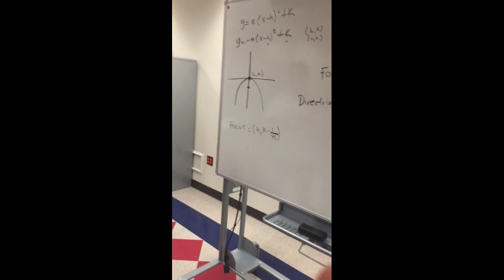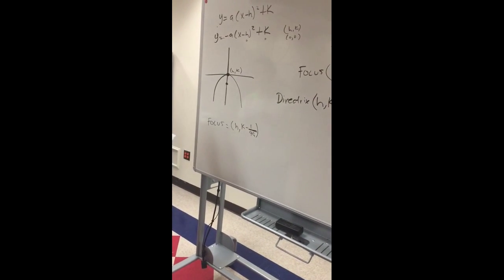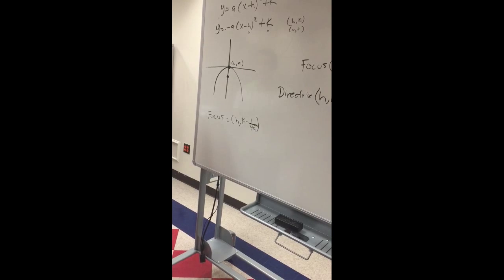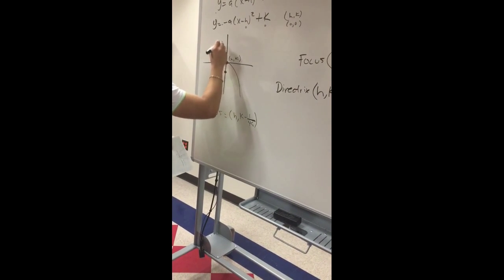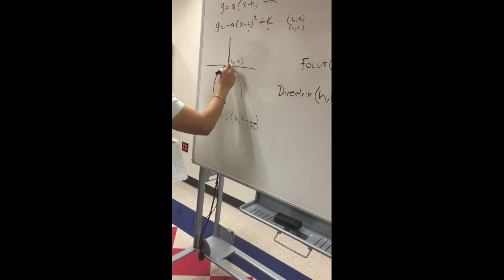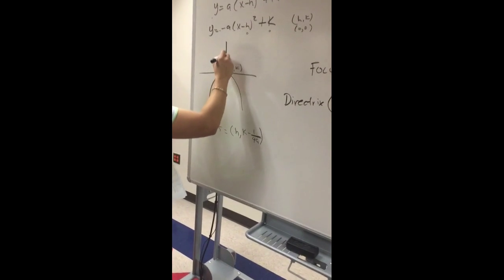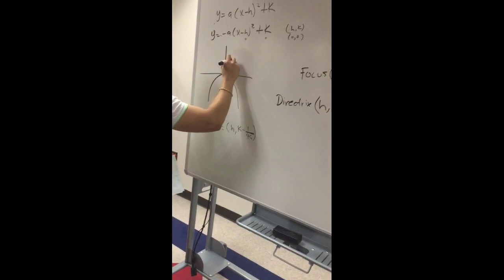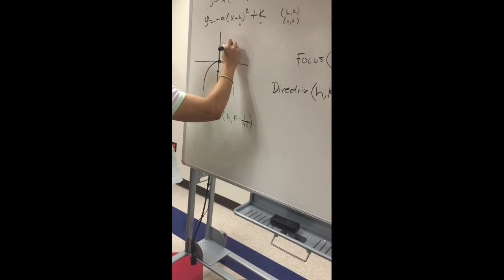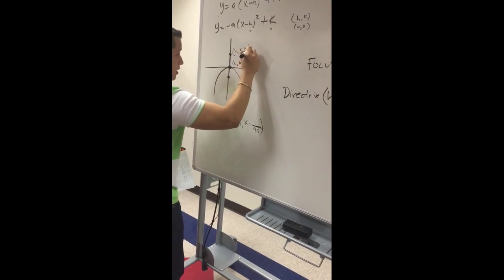And for the directrix, we're going to do the opposite, because this time we're going to have to add in order to get it. We're going to stay with h, but k is going to change. So this point is going to be h, k plus 1 over 4a.